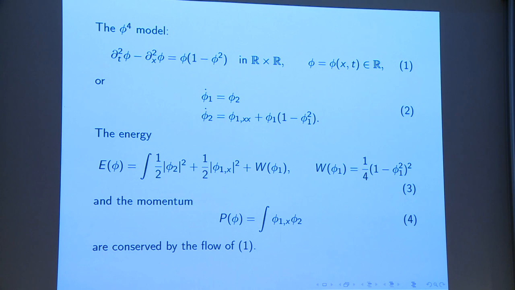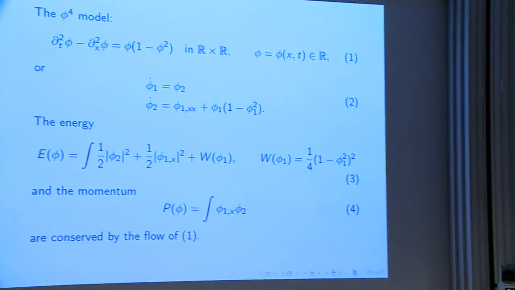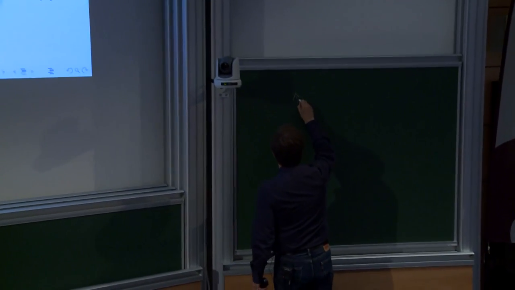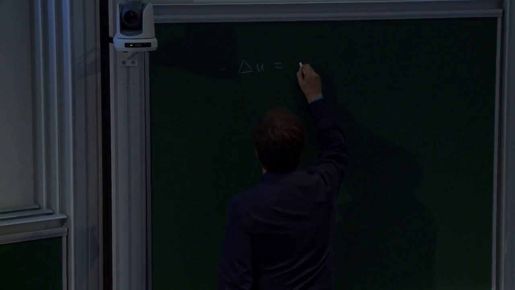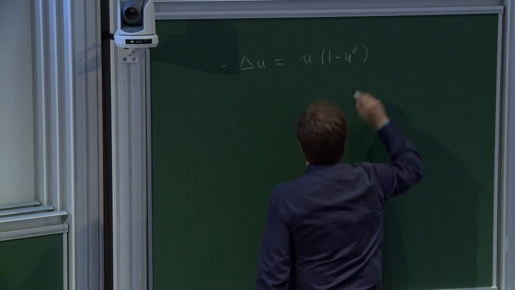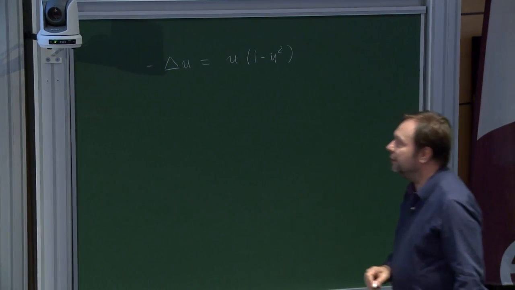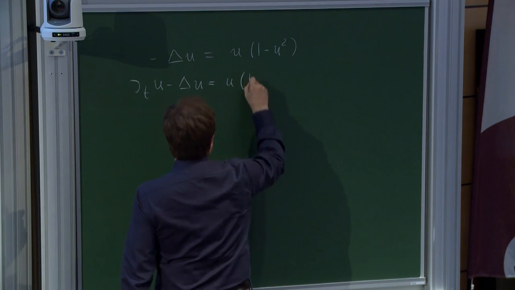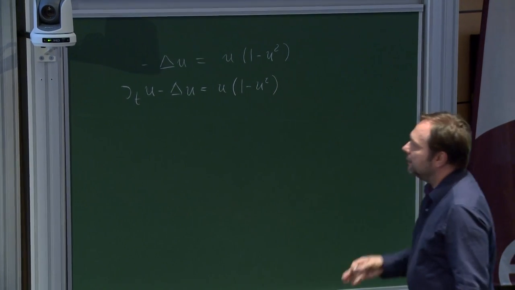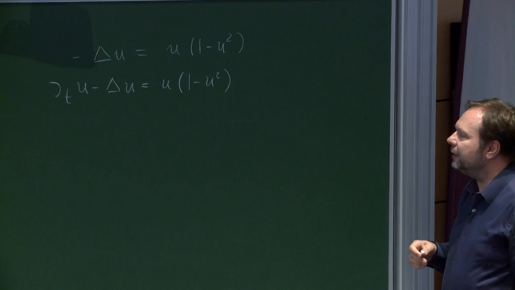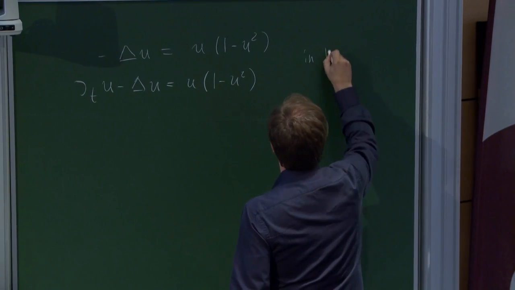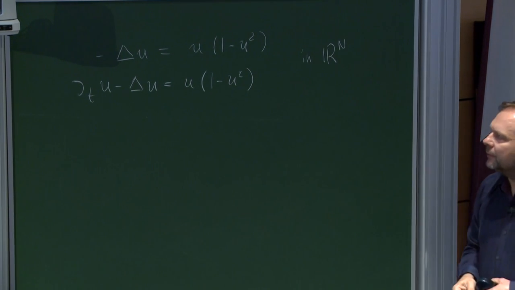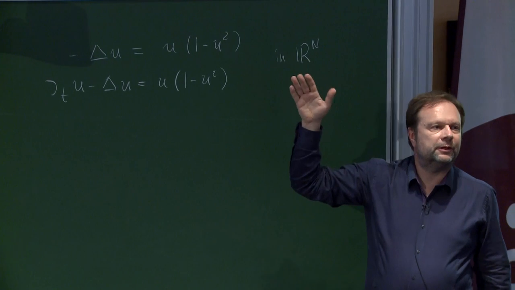Before I continue with this model, let me make a little digression about general PDEs which share similar properties as far as the nonlinear structure. So people consider two equations: an elliptic equation or a parabolic equation. They can be considered in bounded domains or in the whole space. So let's think of these problems in the whole space. Often either of these equations is referred to as the Allen-Cahn equation.